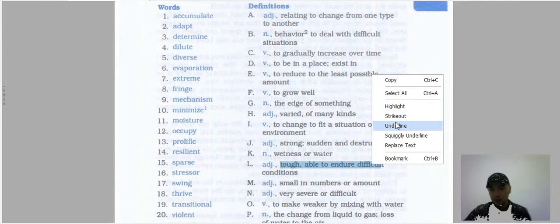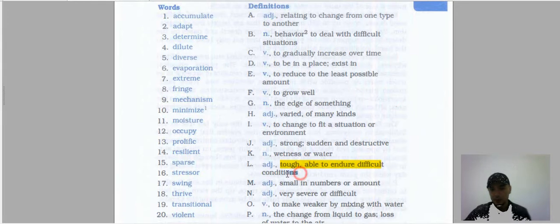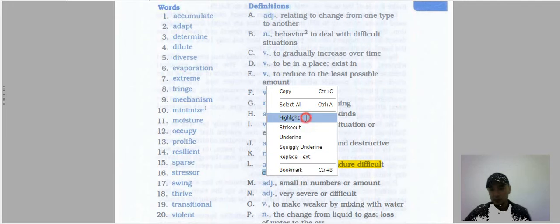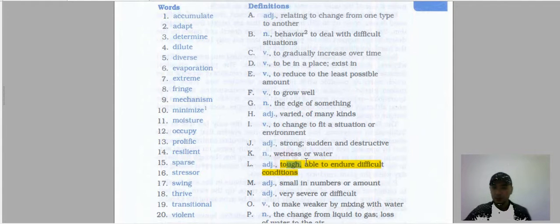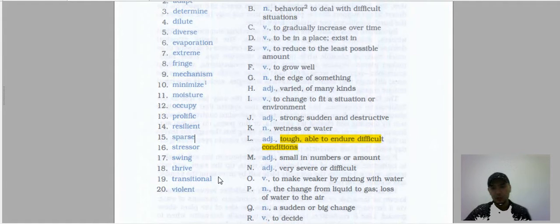Let me underline this one or highlight. I like this highlight method. Do you know why? Because you can see here the color yellow. One of my favorite colors is yellow. And next one is sparse. That means very little, or less in number, or small in number, here.